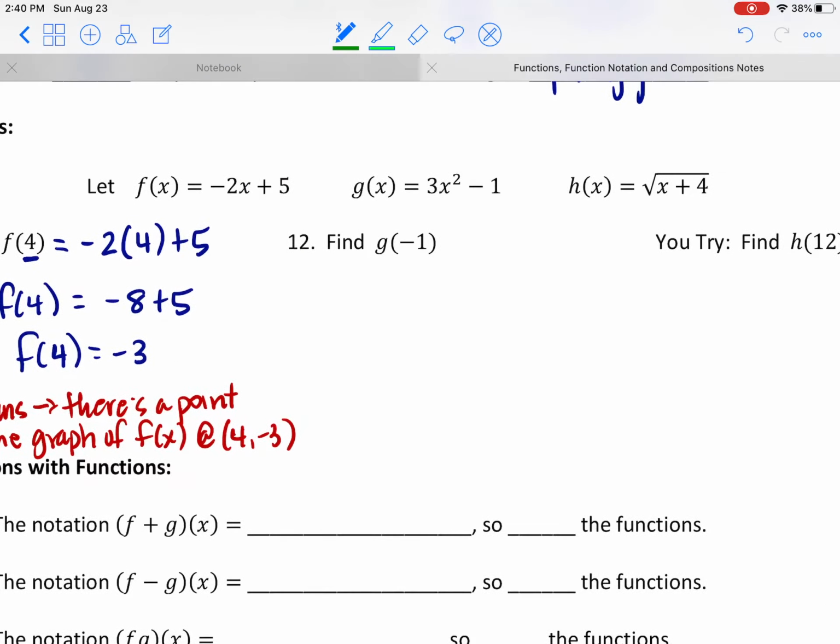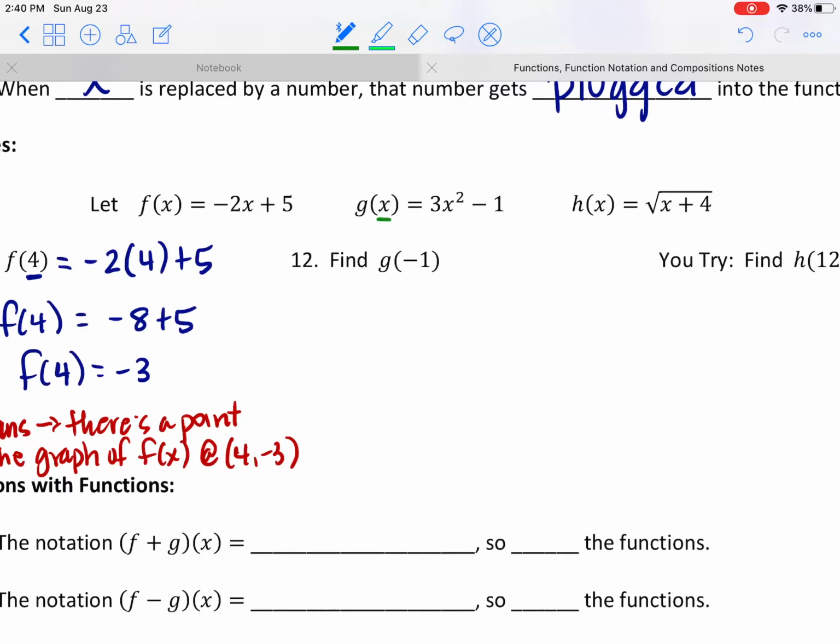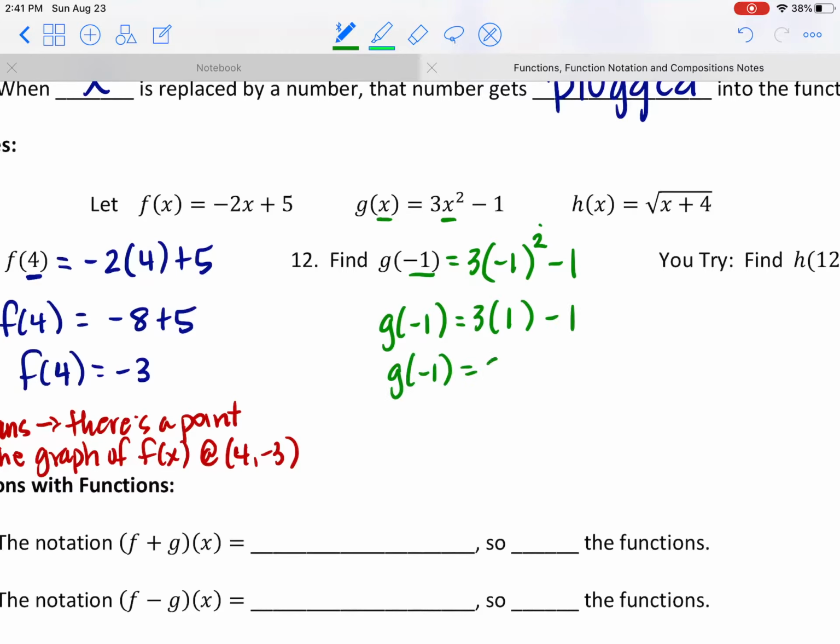The next one says to find g of negative 1. So instead of g of x, we're trying to find g of negative 1. That means we're going to plug the negative 1 in where we have an x. So this is going to be 3 times, when we replace x with negative 1, we're going to put parentheses there. We still have the square and then the minus 1. Now again, if you wanted to put that in the calculator, you absolutely could, but hopefully this is math we can handle. Exponents before multiplication. So negative 1 squared makes a positive 1. And now we're going to multiply to make 3. And then 3 minus 1 makes g of negative 1 equal to 2.